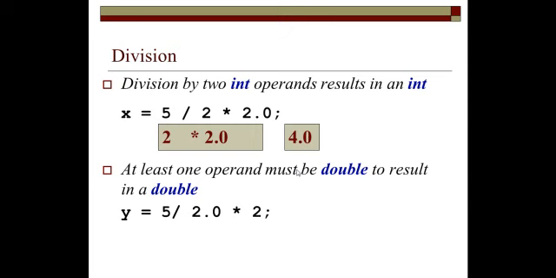Now, at least one of the operands must be a double to result in a double value. So if I had changed the 2 in the denominator to 2.0, 5 divided by 2.0 times 2, 5 divided by 2.0 gives me 2.5. Then I multiply that by 2, and I get the result of 5.0.